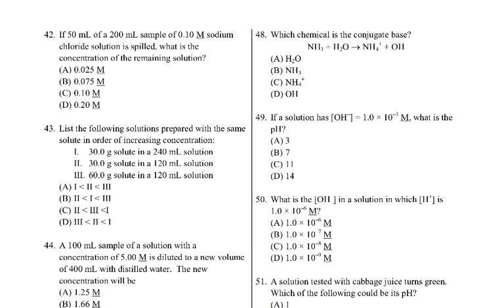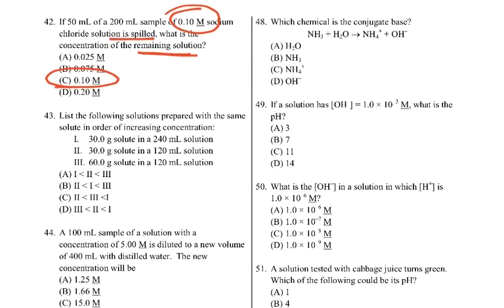42. 50 milliliters of a 200 milliliter sample of 0.1 molar sodium chloride solution is spilled. What is the concentration of the remaining solution? If you spill some solution, what's left over is still the same concentration, so we're still looking for 0.1, answer C. And this is the problem for people who don't read carefully. They just look at the numbers and say, oh, that's a dilution problem, let's just throw it in the formula and go on. But you need to look at it very carefully.